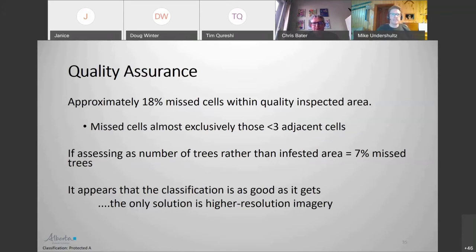And then secondly, if you looked at the actual numbers of trees that were infested within the cells, because like I mentioned, we did have the tree-based data to put it against, even though 18% of the area was missed, we only missed 7% of the actual infested trees. So that's not bad. That's right on target with our current heli GPS stats, or performance measures, I should say. Bottom line, we did determine that it was done as good as it can get. If we had better imagery, we'd probably be able to do it a bit better.